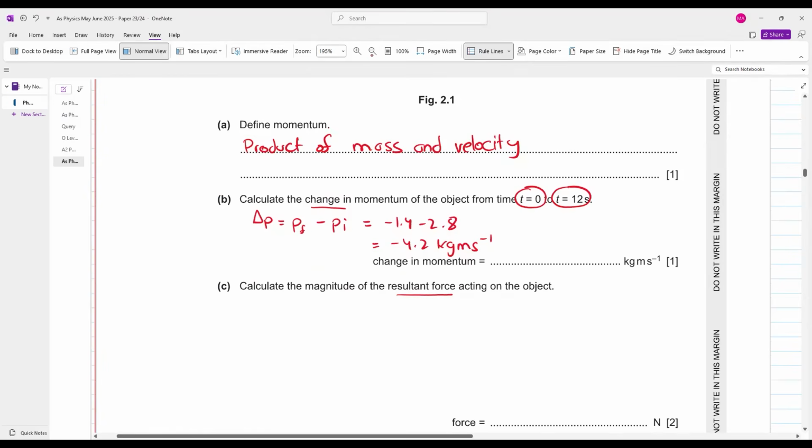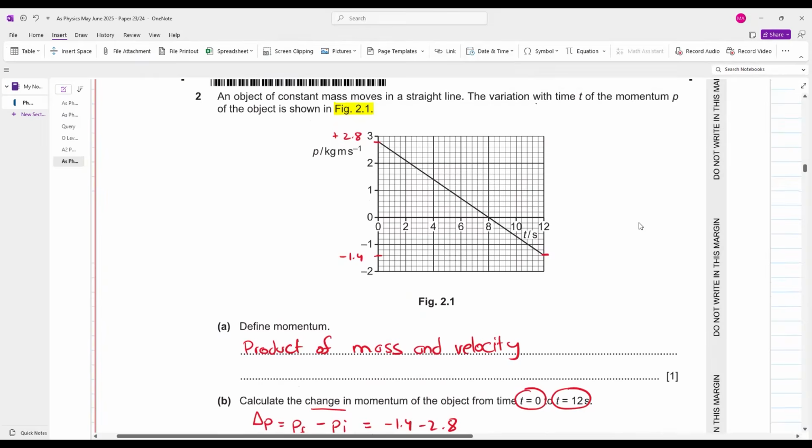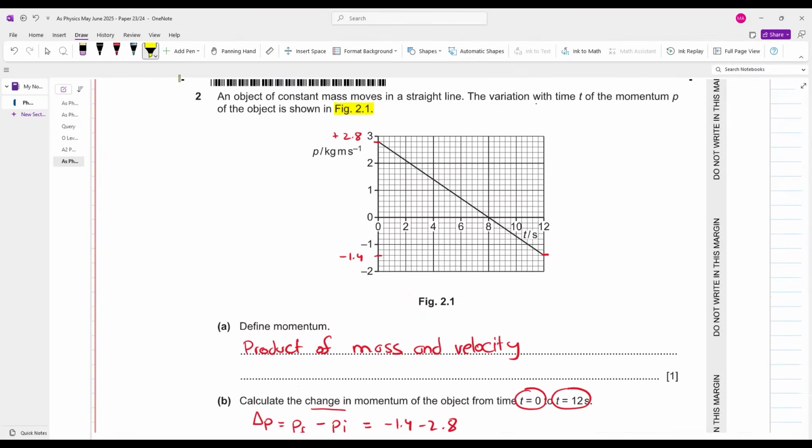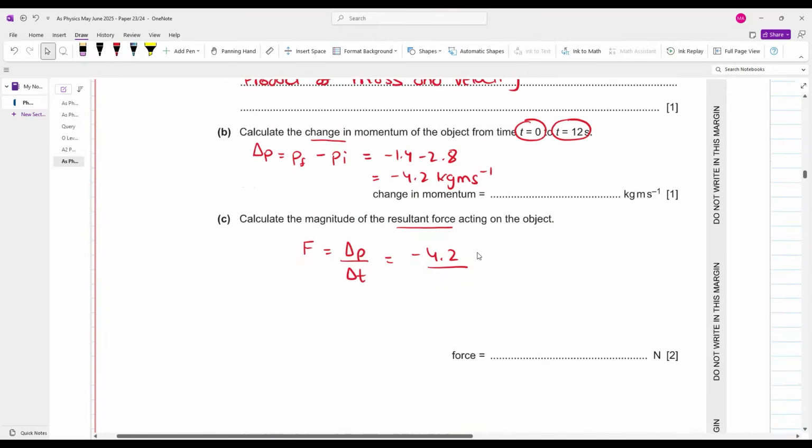Now you have to calculate the resultant force. Resultant force is equal to change in momentum over change in time. Negative 4.2 divided by the change in time. चेंज इन टाइम कितना है? कितने टाइम में इनिशियल मोमेंटम से फाइनल मोमेंटम की तरफ जा रहे हो? 12 सेकेंड. You are taking 12 seconds to go from a momentum of 2.8 to negative 1.4. So divided by 12, what does your force come out to be? हाँ जी, force किसके इक्वल आ जाती है? This comes out to be negative 0.35 Newton.